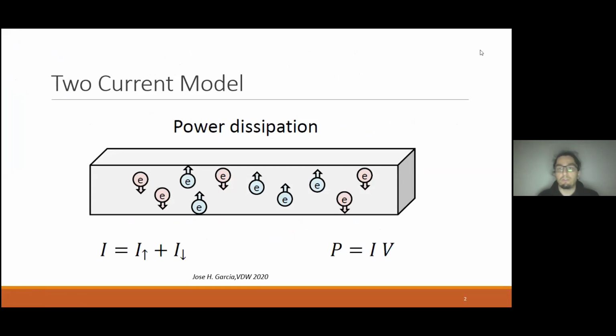It starts with the power dissipation. As you can see in the scheme, we have the current passing through the material, which is made of upspin electrons and downspin electrons. The total current is made of the current by the upspins and the current by the downspins. So there's a power dissipation here. It's I times V, so the bigger the current is, the bigger the power dissipation will be. It's because the transportation of electrons is made by the scattering of electron charges.